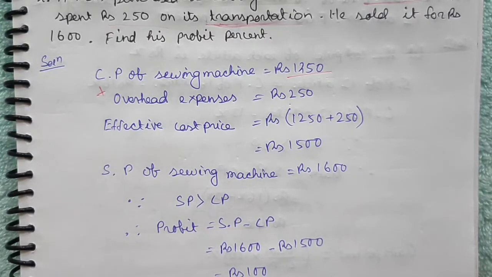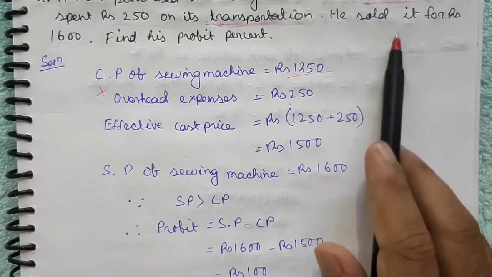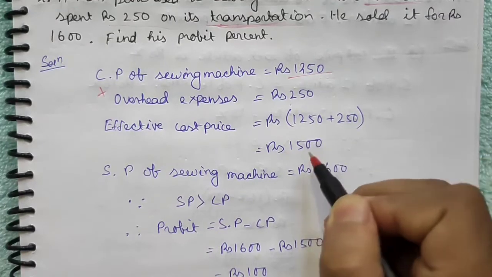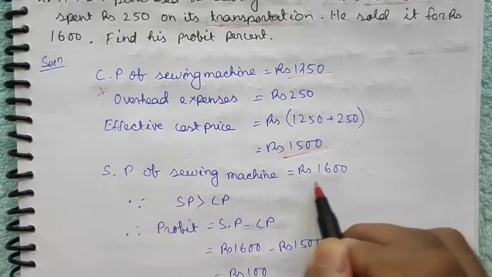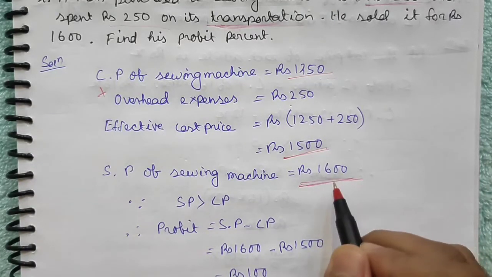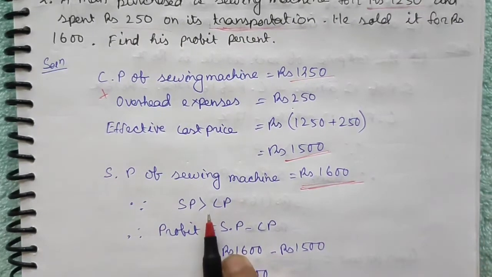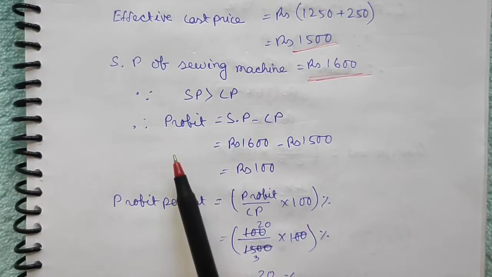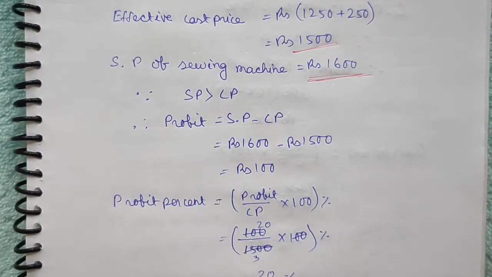Okay. So now again you can look at the selling price of the machine. Selling price means what? The price at which the shopkeeper sold. So here in the question it is given that the selling price is rupees 1600, isn't it? So we have found the cost price. Cost price is how much? 1,500 and selling price is 1,600. So which one is greater? 1,600 is greater. So we can write: since SP is greater than CP, therefore it is profit, isn't it? Selling price is greater than cost price. That is, the value at which he sold the sewing machine is greater than the value at which he bought the sewing machine.